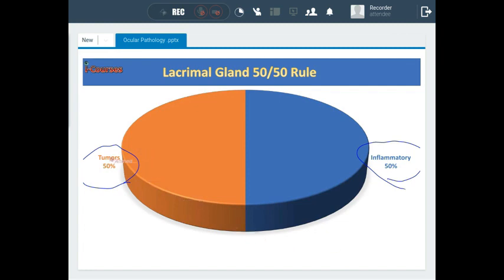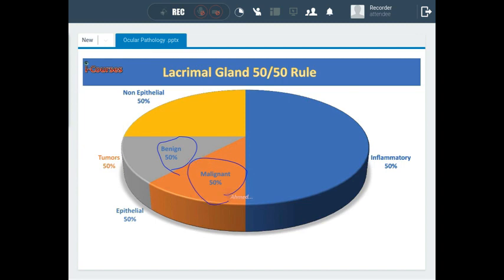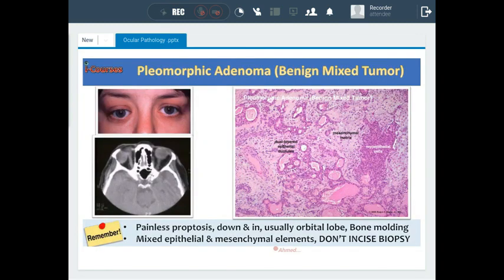So for these 50% cases of tumors, they are further subdivided into 50-50. 50% of these tumors are non-epithelial in origin, and 50% are epithelial in origin. We have again the 50-50 rule in the epithelial: 50% are benign, such as pleomorphic adenoma, and 50% are malignant, such as adenoid cystic carcinoma. So the most common tumors in the lacrimal gland are the pleomorphic adenoma and the adenoid cystic carcinoma. Let's review the common features of them.